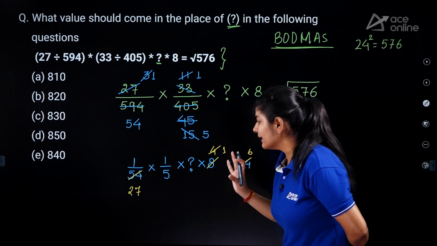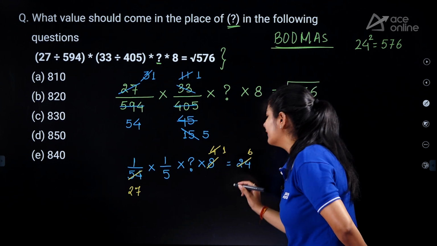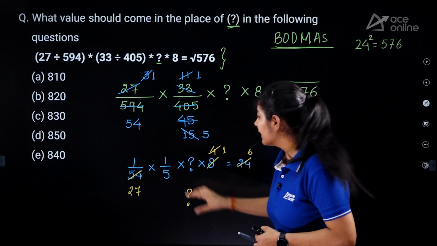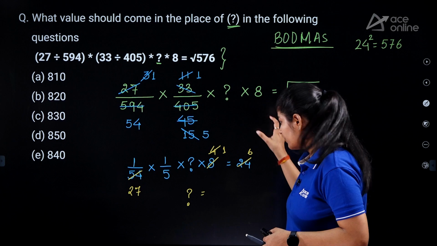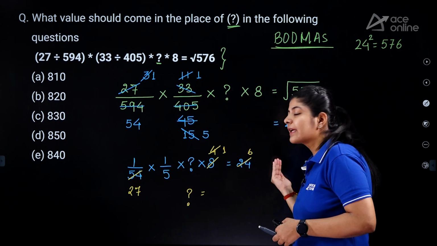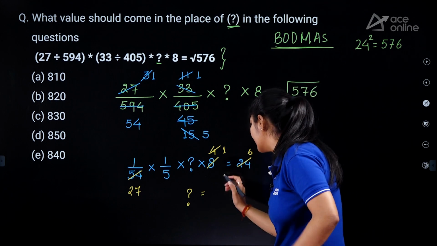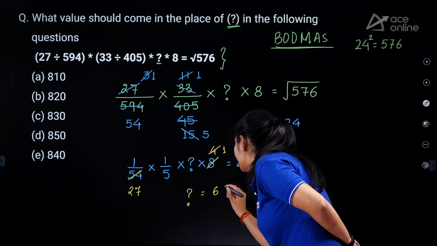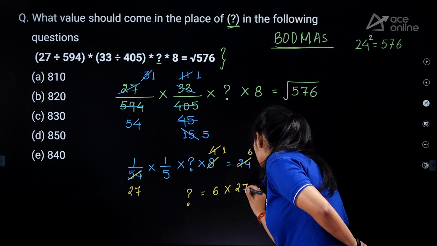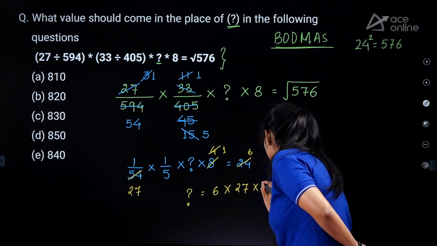So in the end, we have this question mark value. I am transferring all the values over to this side, and the values that are in division will become multiplication on this side. So here I have 6 into 27 into 5, right?